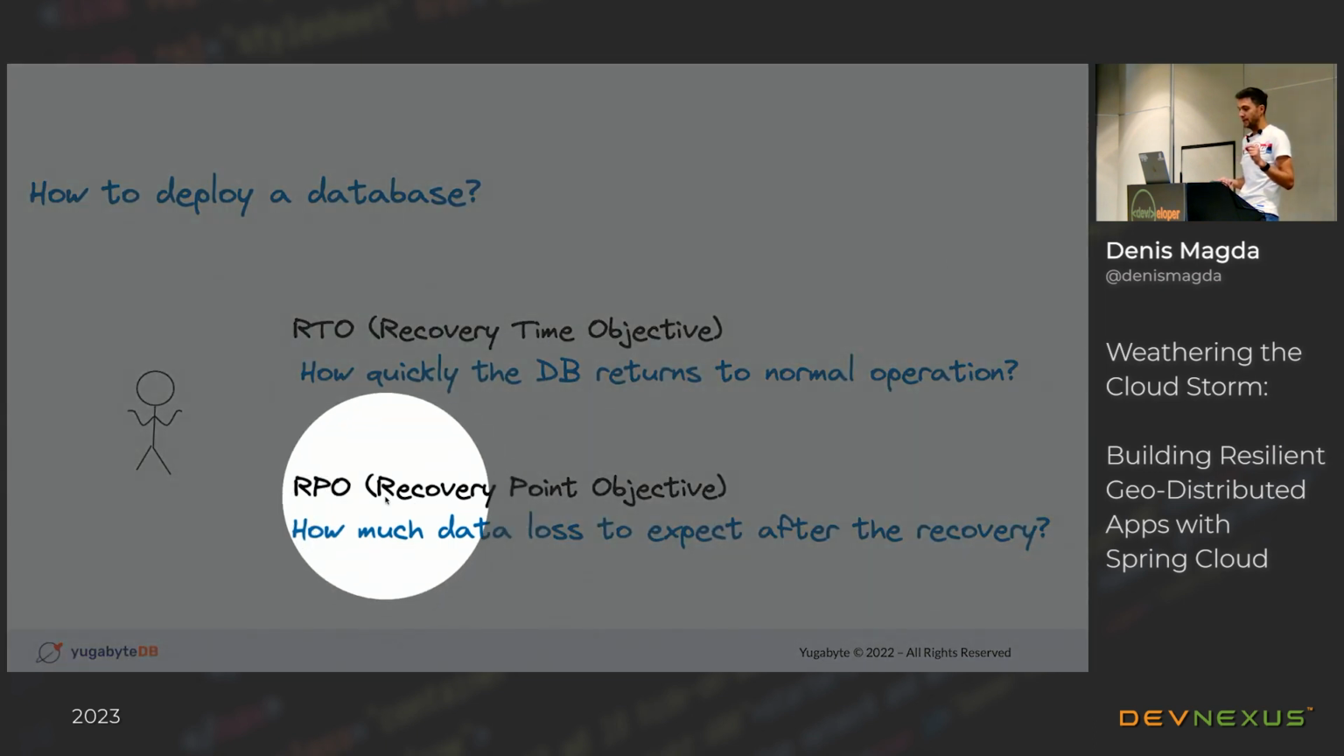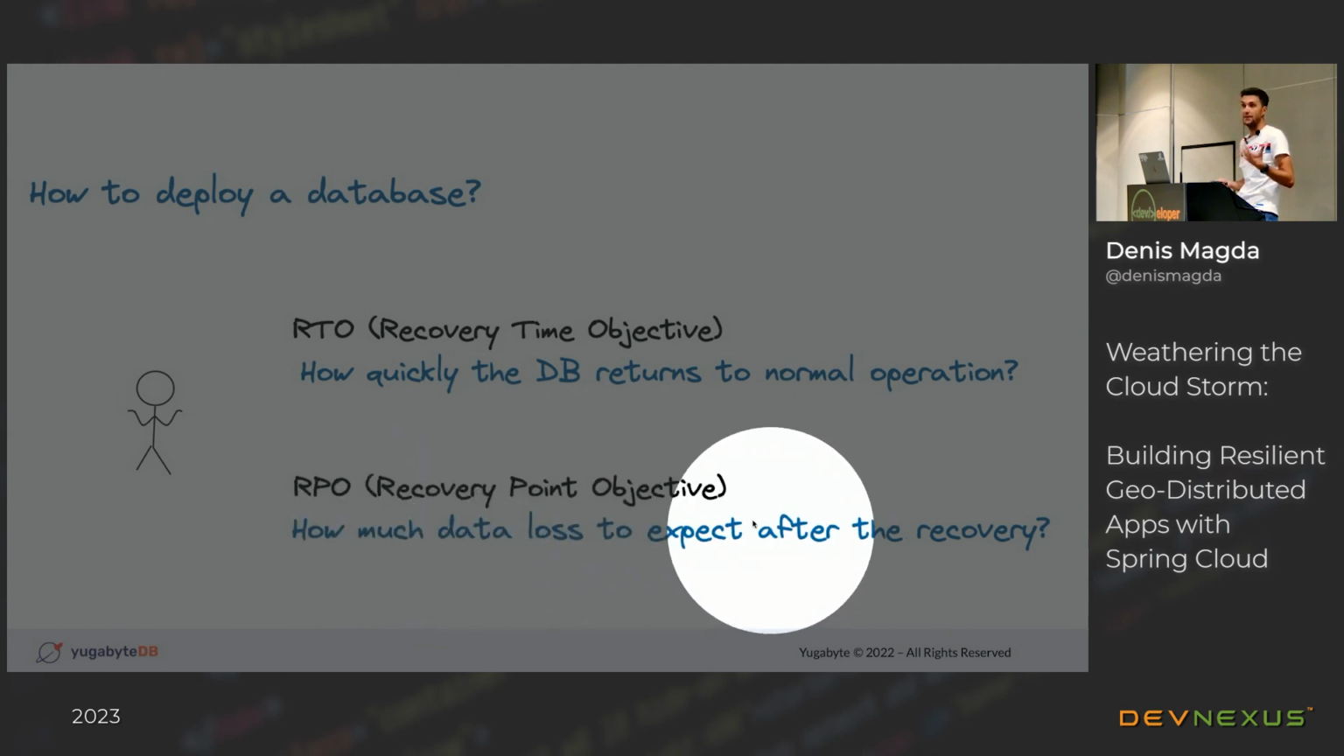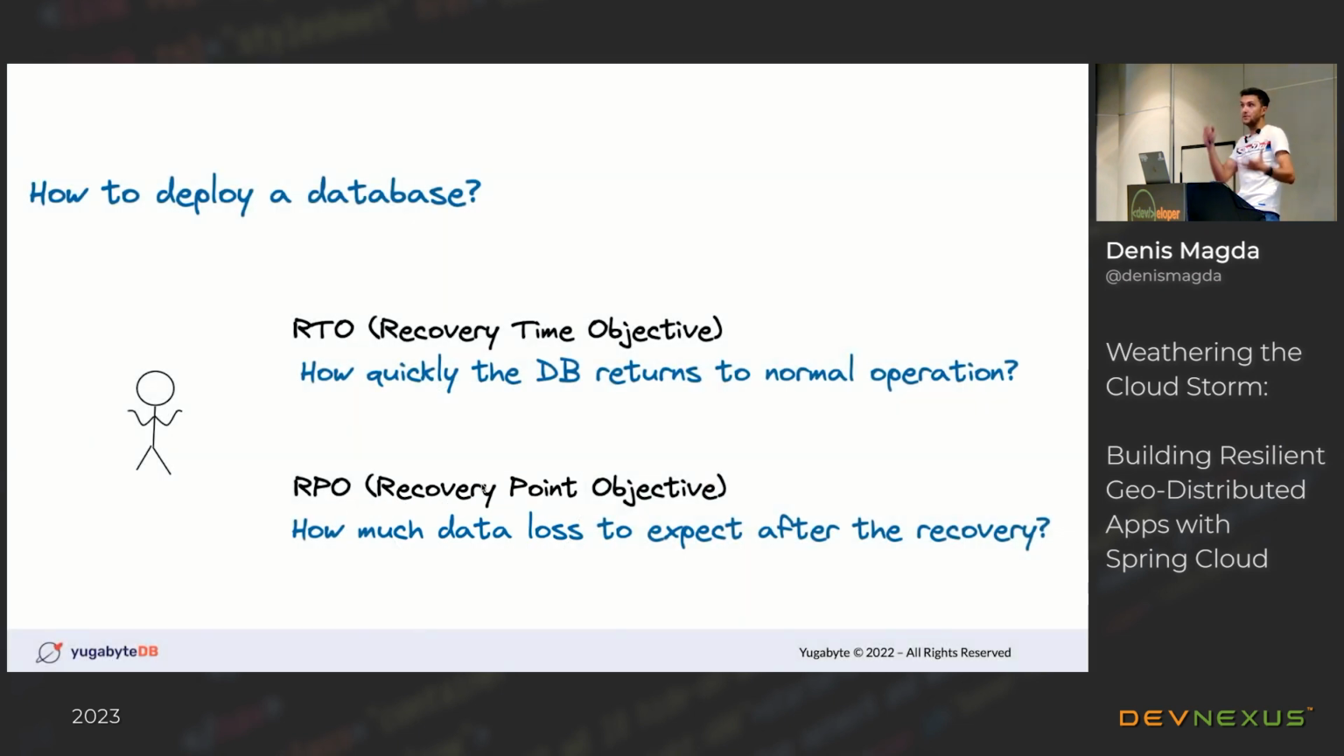The second one is RPO, recovery point objective, or how much data loss to expect after the recovery. Because it depends on, let's say, if we take one of the typical deployment options, an active database instance, an active-passive configuration.